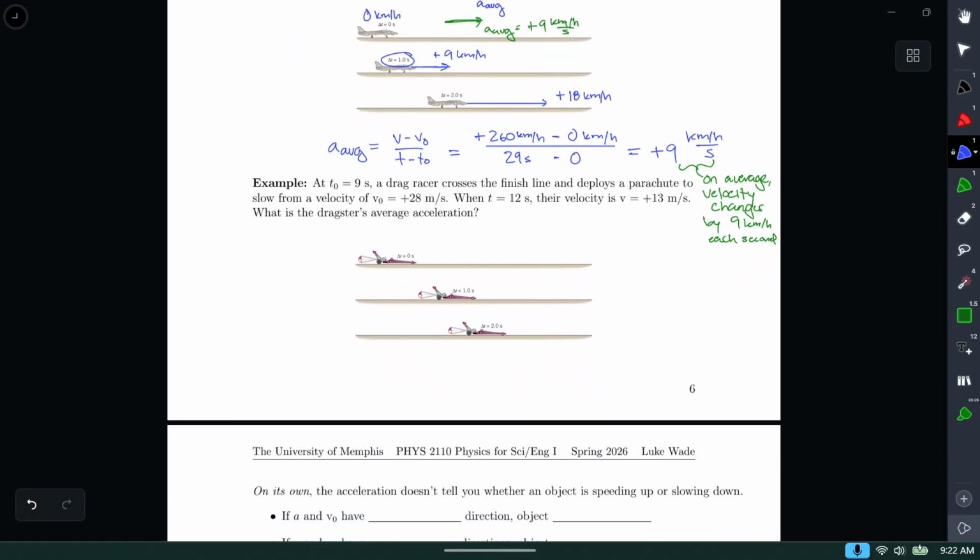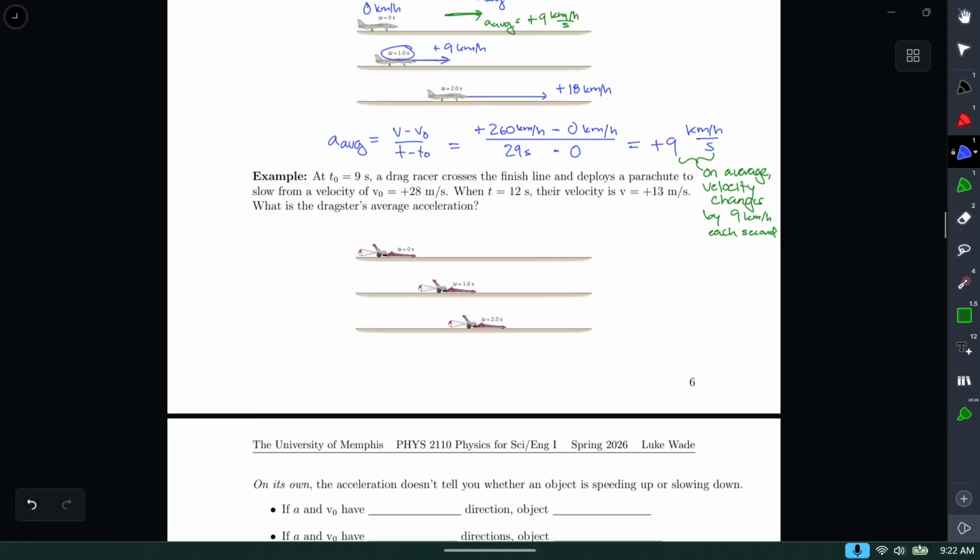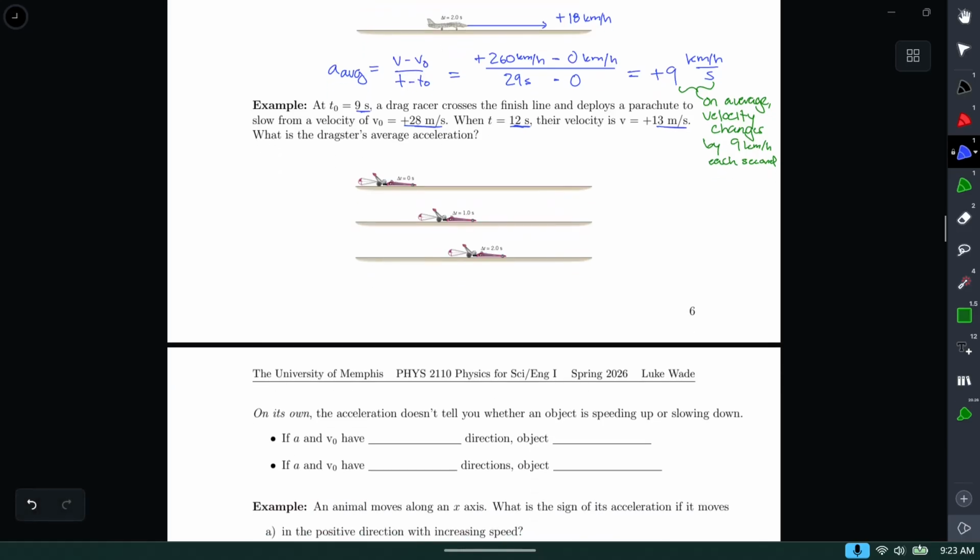All right, and now we'll look at this other case. So starting from 9 seconds, I guess that's just how long it took for them to cross the finish line. They deploy a parachute to slow down from 28 meters per second to 13. And they do that over a span of 3 seconds, between 9 and 12 seconds. So what's the average acceleration here?